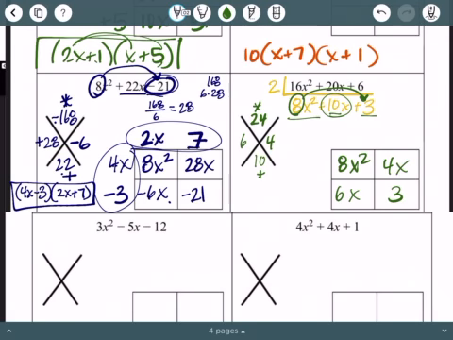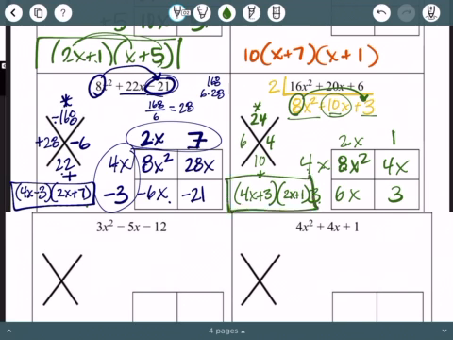Looking for things they have in common. These two have 2 in common. They have an x in common. This one needs an x as well, so x times x is x squared. 2 times 4 is 8. 4x times something gives me 4x. It's just by itself, so I'm going to put a 1 up there. 1 times something gives me 3. That's 3. 2x times 3 is 6x. So we see a very similar problem here to the one that we just did. We have 4x plus 3 times 2x plus 1. That would be our answer.